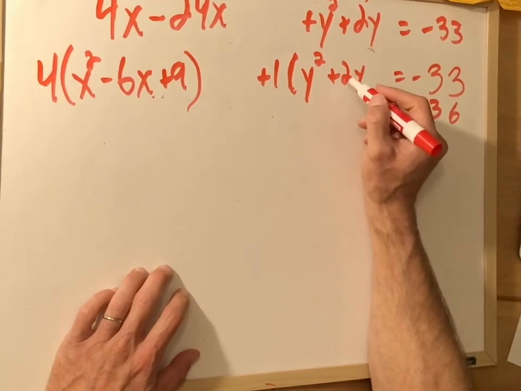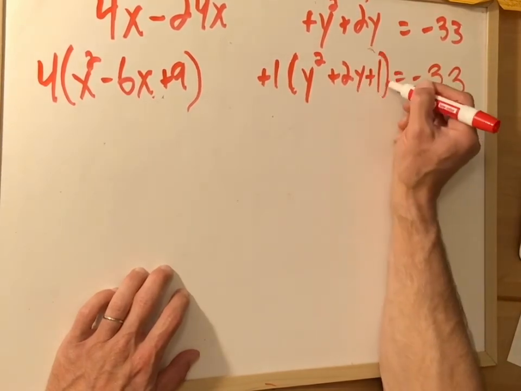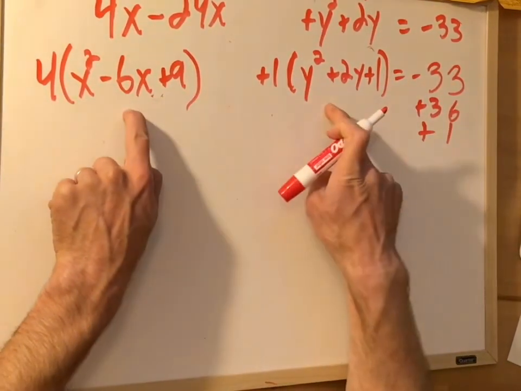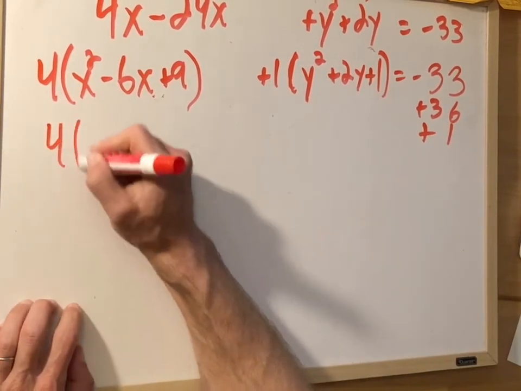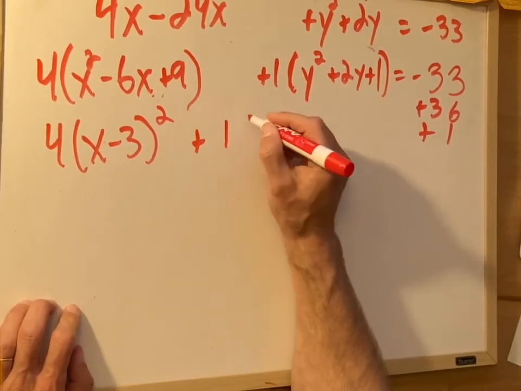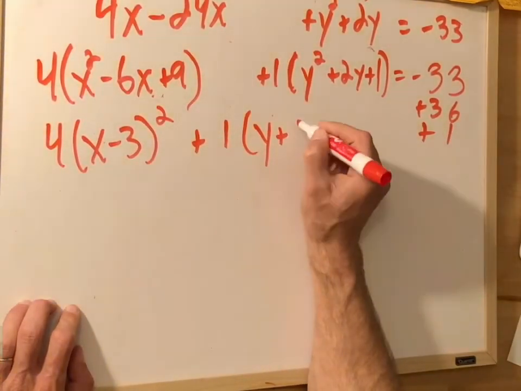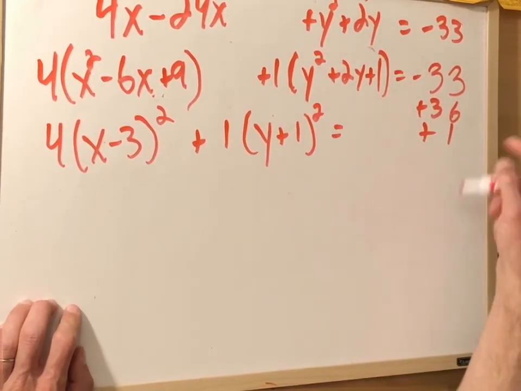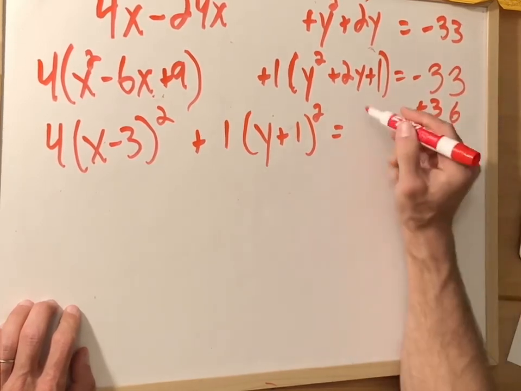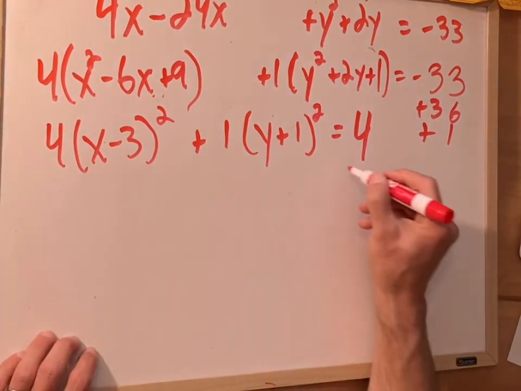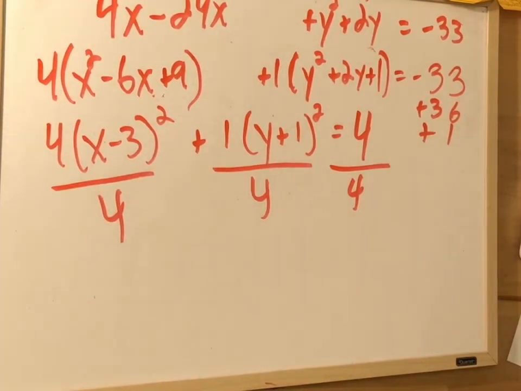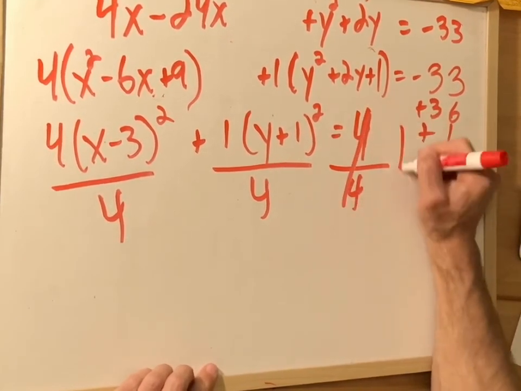Half of 2 is 1 squared, which is 1. Multiply it by this number, put it here. Factor this now. That's the next step. Factor this. Add these. So this is going to give negative 33, plus 36 is going to give me plus 3, plus 1 is going to give me 4. Divide everything by 4. Divide this by 4. Divide this by 4. And then simplify, then you're done. Because this equals 1, and that's why we do that.